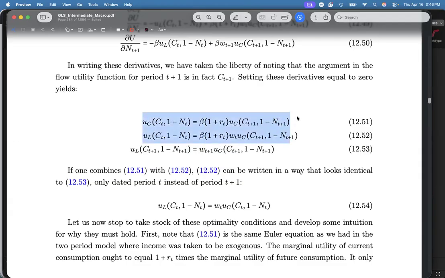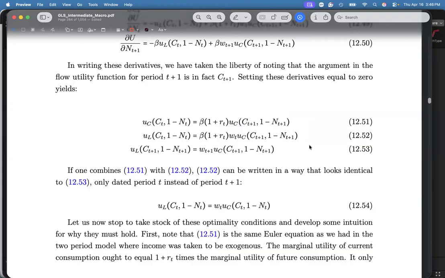So 12.51, this is just the equation that we got in chapter 9. What do we call that equation in chapter 9? The optimality condition in chapter 9 for consumption. What do you call that? Sir, is it Euler? Exactly! Euler equation is always the utility max for consumption. It will tell you the growth of consumption over time. Always. Yeah? Okay, so this is the Euler equation.